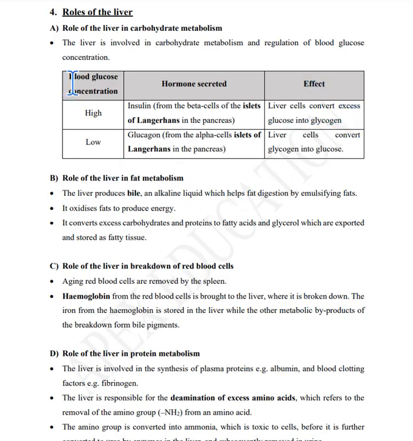But if blood glucose concentration is low, glucagon will be secreted. How do I know? Low glucose equals glucagon, high glucose equals insulin. It is from the cells, again cells of the islets of Langerhans, but the thing that's different is the effect. It converts glycogen into glucose. So whatever happens in high blood glucose concentration will be the opposite for low blood glucose concentration.